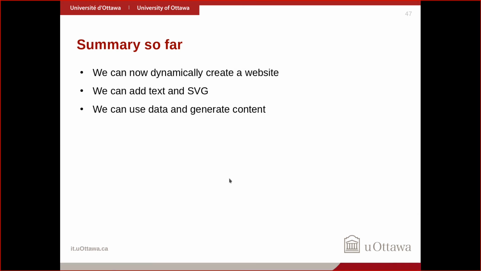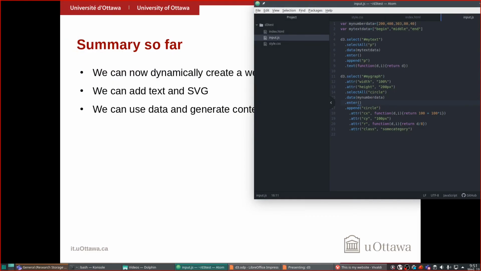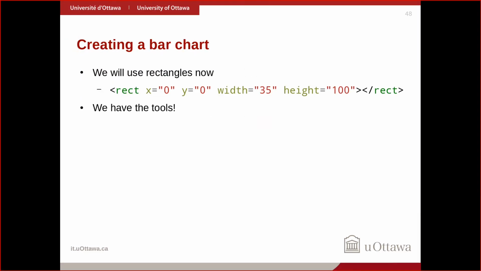So yeah, now we can dynamically create a website, and we can add text, and we can add graphics to it, and we can use data and use that data to generate the content. So that's pretty neat already. Now we're going to create a bar chart, and this is your turn. So we have all the tools. Instead of circles, we'll now use rectangles because we're going to make a bar chart. So this is what a rectangle looks like in SVG.